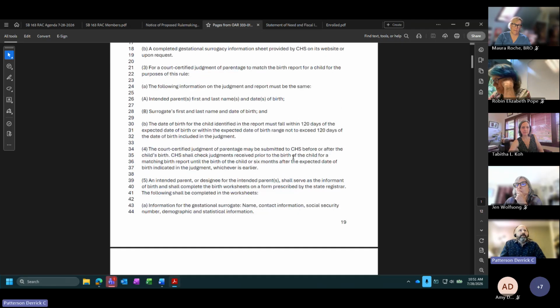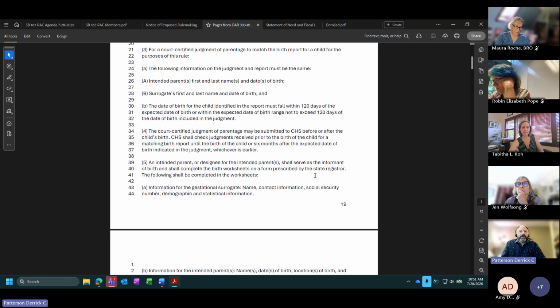Okay. Section 4, the court-certified judgment of parentage may be... Oh, go ahead, Jen. Sorry, I was just going to note Robin's comment that maybe the word substantially should be added so that the first part says a court-certified judgment of parentage to substantially match the birth report for a child. Thank you. Anybody else?